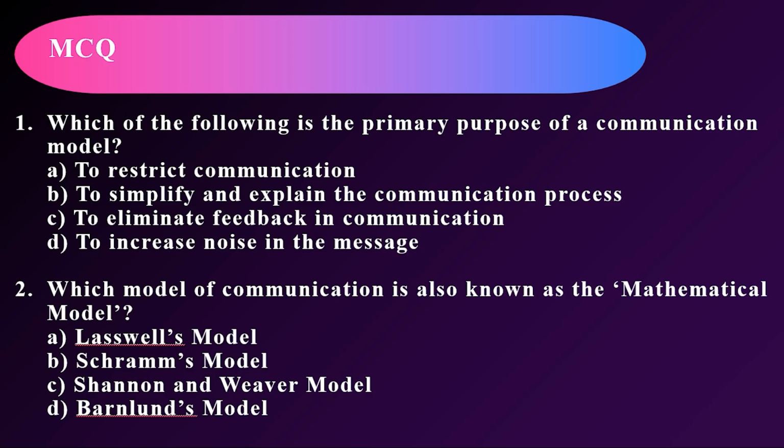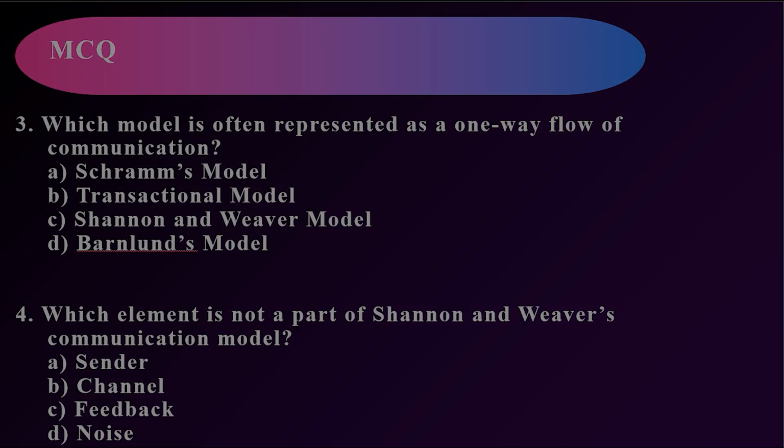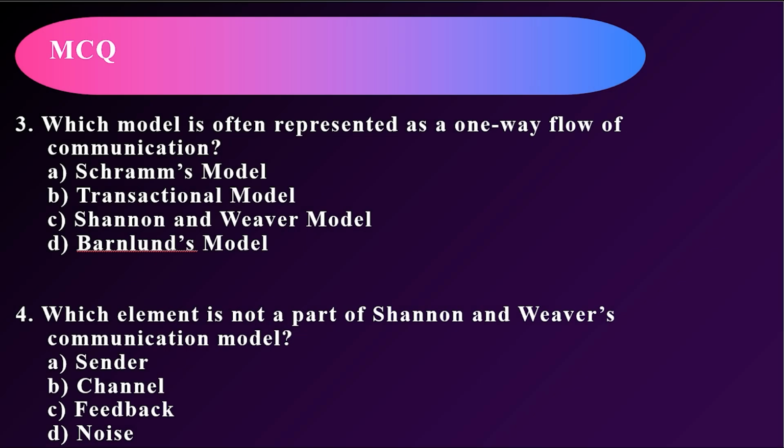Question 2. Which model of communication is known as the mathematical model? Option A, Lasswell's model. Option B, Schramm's model. Option C, Shannon and Weaver model. Option D, Barlund's model. Answer is option C, Shannon and Weaver model. Question 3. Which model is often presented as a one-way flow of communication? Option A, Schramm's model. Option B, transactional model. Option C, Shannon and Weaver model. Option D, Barlund's model. Answer is option C, Shannon and Weaver model.